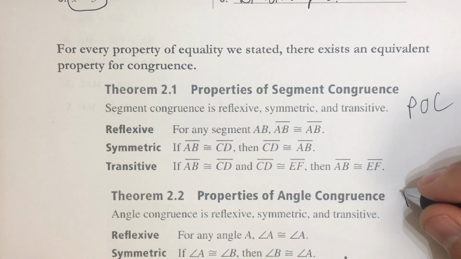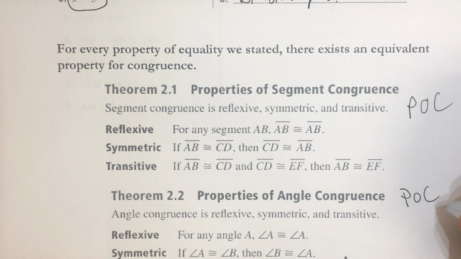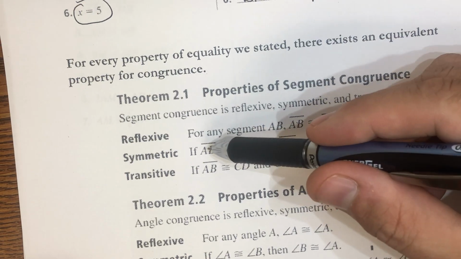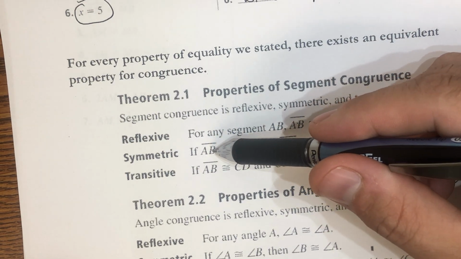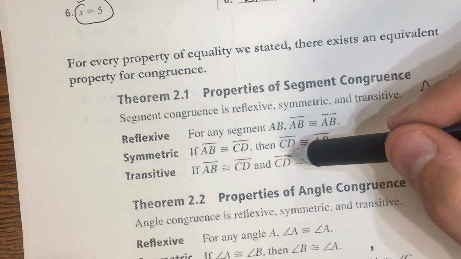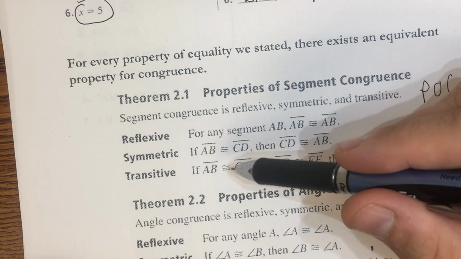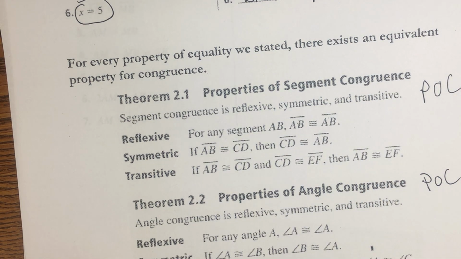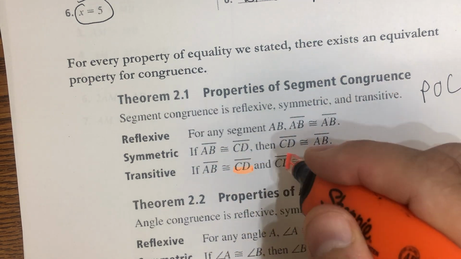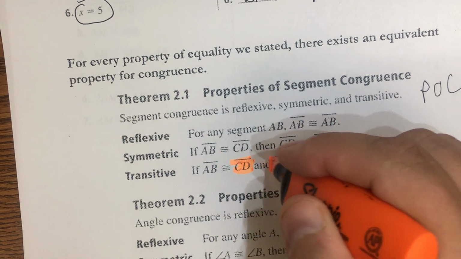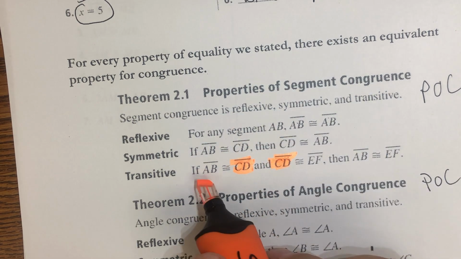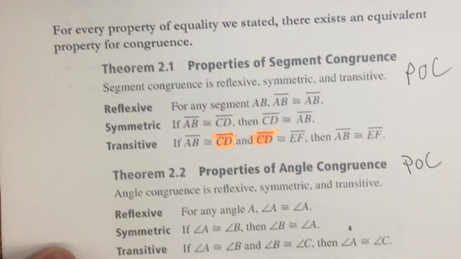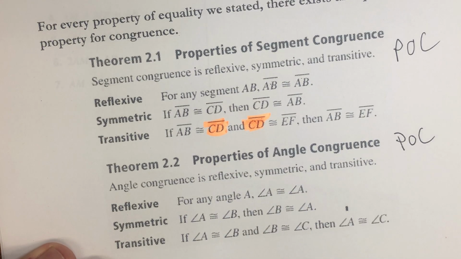Same thing with the angles. If it's a congruent sign, we use the property of congruence. If it's an equal sign, it's the property of equality. Symmetric property states that we can switch the order. If AB is congruent to CD, then we can flip it and say CD is congruent to AB. And finally, transitive. Notice again, both segments are congruent to CD. Therefore, they are congruent to each other.